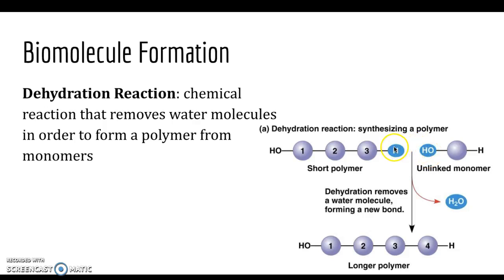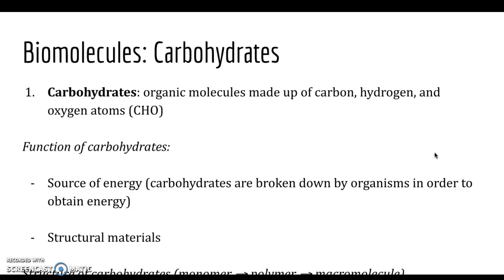Remember, OH plus H is H2O. So once we remove H2O, we are able to bond this monomer to the short polymer and get a 4-carbon polymer. This is an example of a dehydration reaction. You're removing water and linking monomers or polymers together to form a larger molecule. Now that we understand how monomers form polymers, polymers form macromolecules, and we understand a little bit more about how biomolecules are formed, let's talk about the biomolecules themselves.